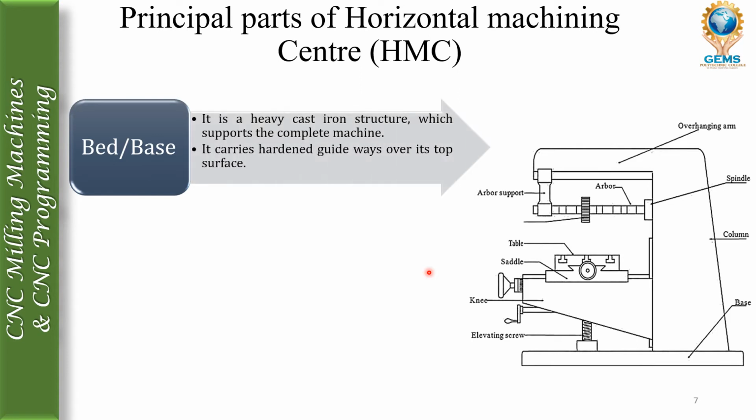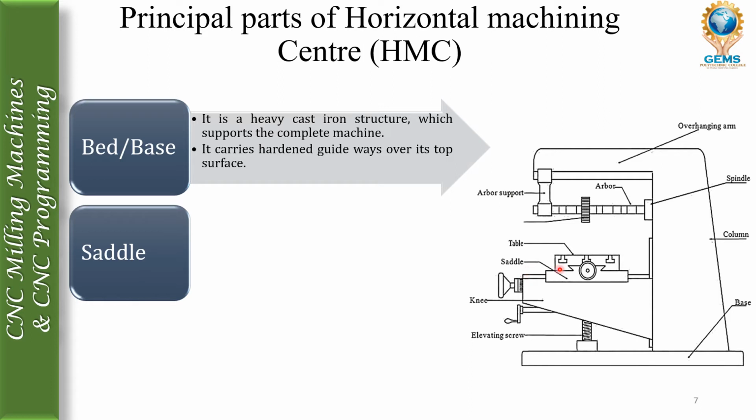We have a bed or base. Here is the bed or base. It is a heavy cast iron structure which supports the complete machine. The complete machine sits over this base of the bed, and it carries hardened gateways over its top surface. This base has the hardened gateways, which are used to carry the top surface.